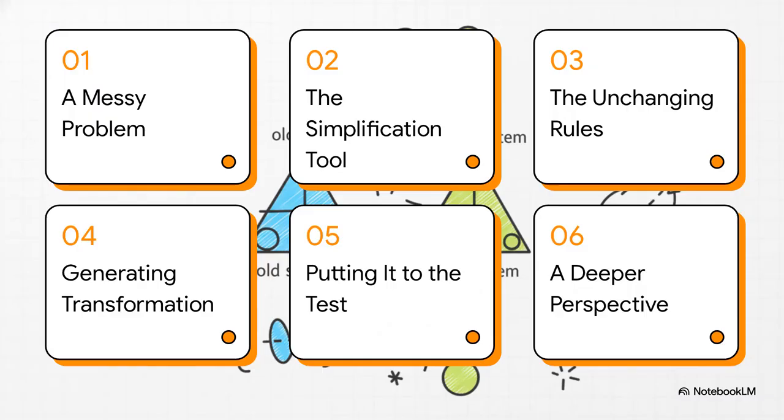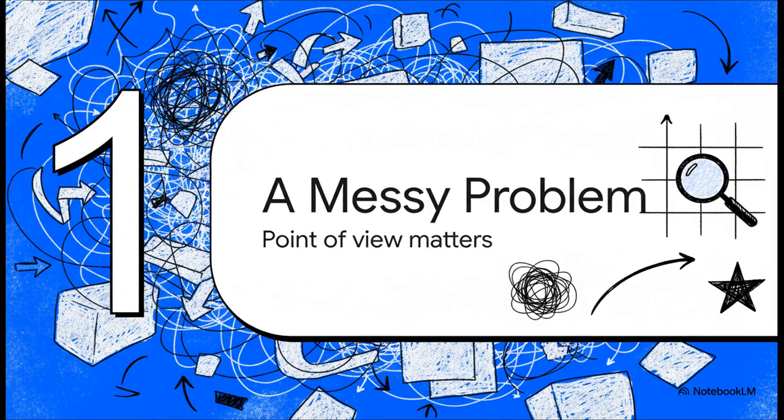All right, so here's our game plan. First, we're going to look at a messy problem to see why we even need this stuff. Then we'll get into the simplification tool itself, what the rules are, and how you actually generate these transformations. We'll even put one to the test. And finally, we'll zoom way out for the big picture perspective. Okay, let's kick things off with that messy problem.